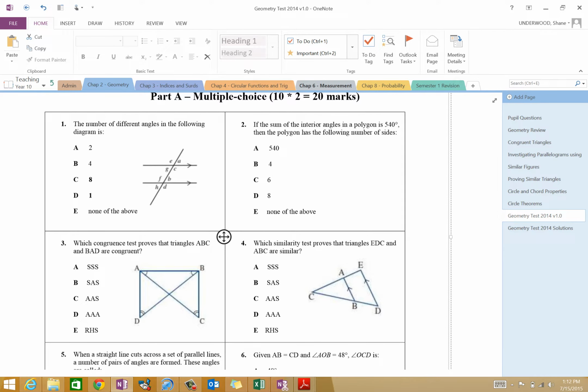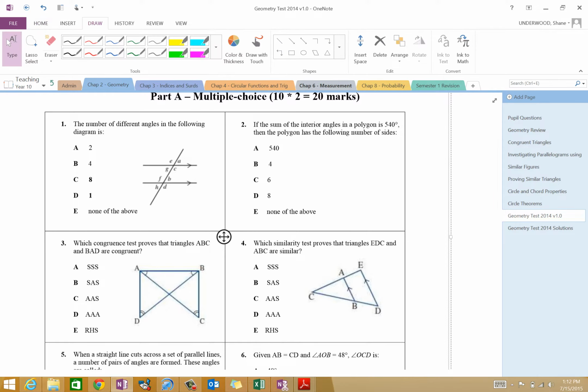First of all, the number of different angles in the following diagram is, well, what did we look at? Didn't we have this Z rule? Do you guys remember that? This Z rule? Isn't G and B the same? Yeah. Okay, so G and B are the same. And what are they called? What are those two angles called? Are they complementary or? And yeah.